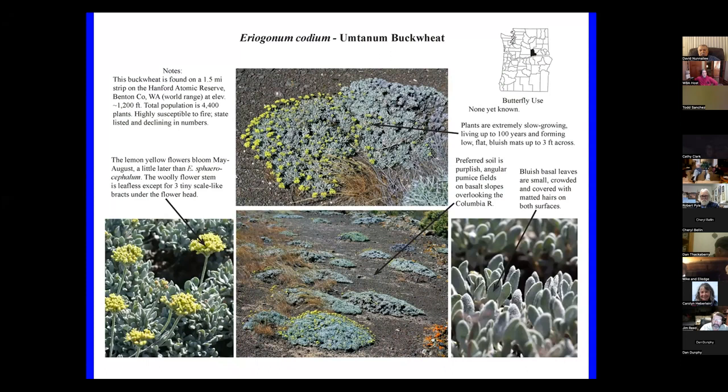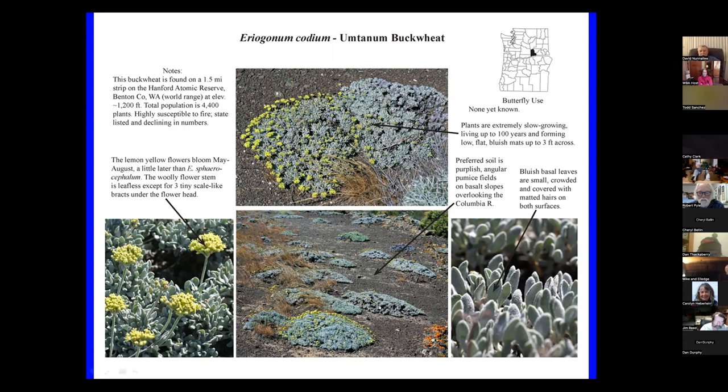Eriogonum codium, this is a very rare buckwheat. It's found only on the Hanford Reservation, and it's very difficult to get in to see this plant because it's protected by U.S. Fish and Wildlife Service and by Hanford. You have to get clearances from both of the agencies, and have to sell your soul to get in there, and you have to know somebody that has a pass key to get you in. Difficult to get in and see this, but they're very interesting.